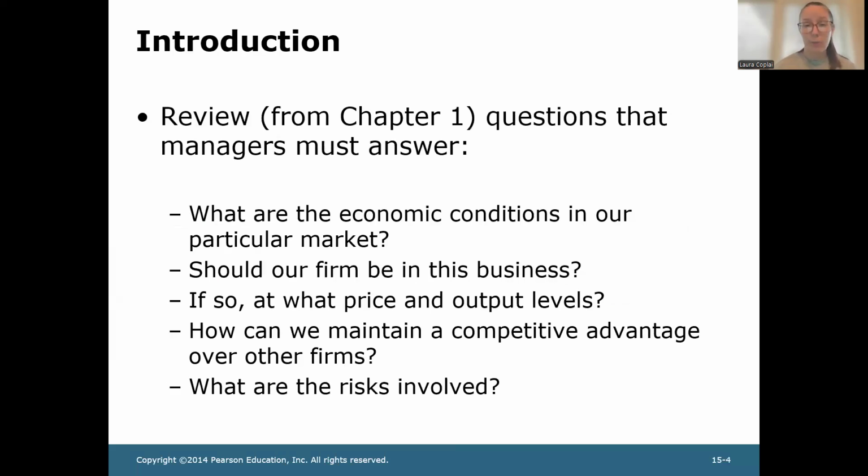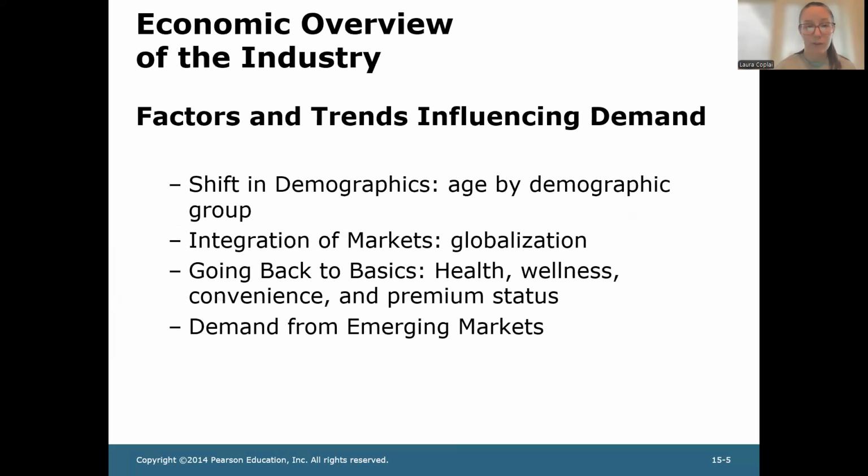So, review from chapter one, questions that managers have to answer are: what are the economic conditions in our particular market? Should our firm be in this business? If so, at what price and what are the output levels? How can we maintain that competitive advantage over other firms? And what are the other risks involved?